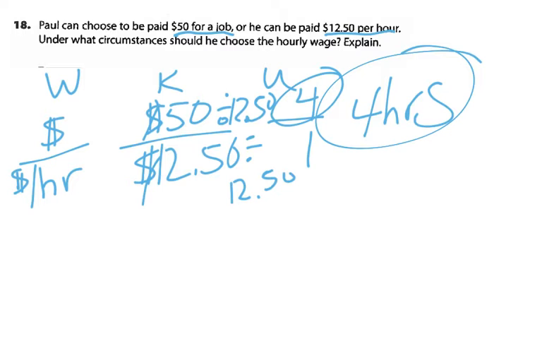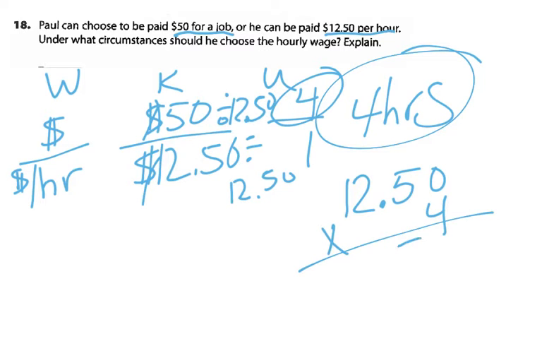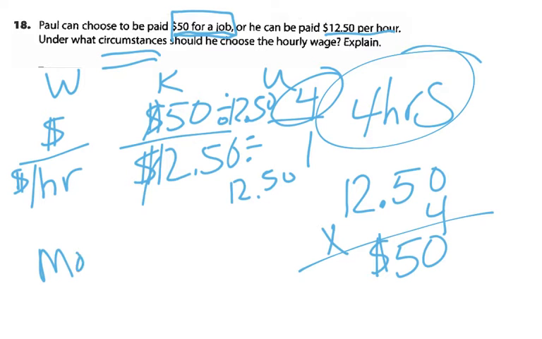And you can check that in a calculator. If you take $12.50 and you multiply that by 4, you're going to get $50. Okay? So, under what circumstances would it be beneficial for him to choose to make $12.50 an hour instead of just the flat fee of $50? Well, he would want to choose the hourly rate if he was going to work more than 4 hours.